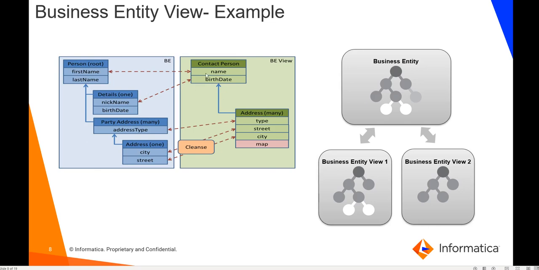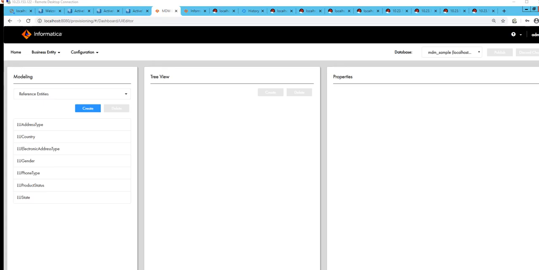Based on my entity, on the right side, I have created a business entity view. This view, if you see, has fields from root as well as child. Based on the business case, you take only the required fields and create a view. Also, as I mentioned, you can create n number of business entity views on one specific business entity. So now I have logged into my provisioning tool.